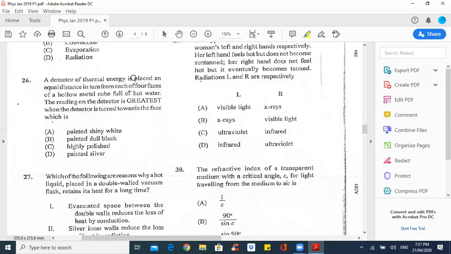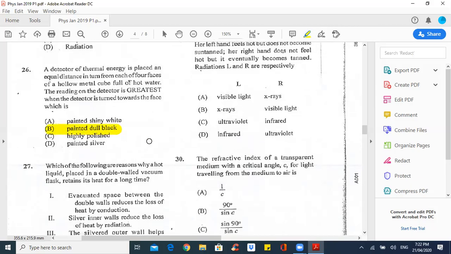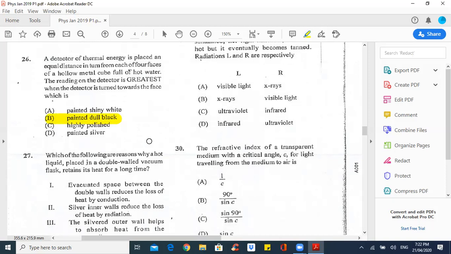A detector of thermal energy is placed an equal distance in turn from each of the four faces of a hollow metal cube full of hot water. The heating on the detector is greatest when the detector is turned towards the surface which is B, painted dull black. Why? Because it would absorb the most heat, so it would be the hottest.